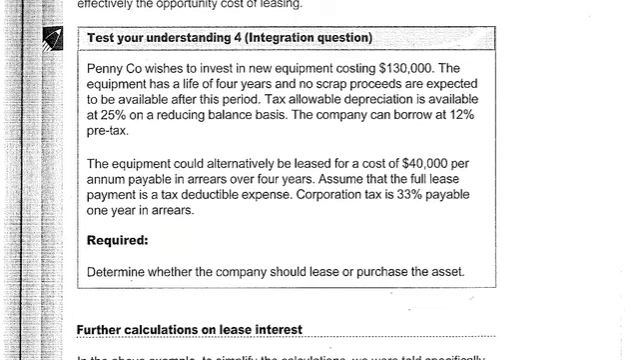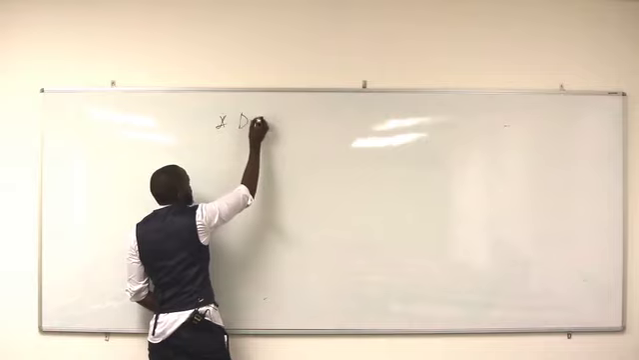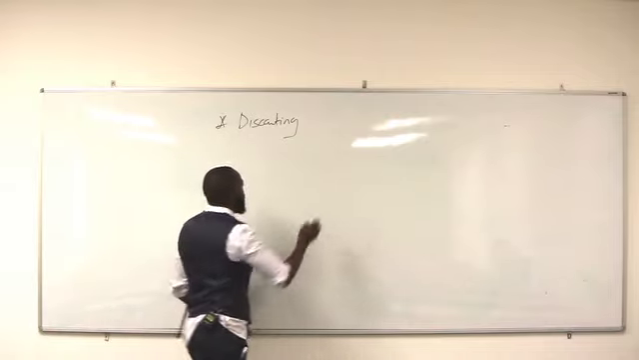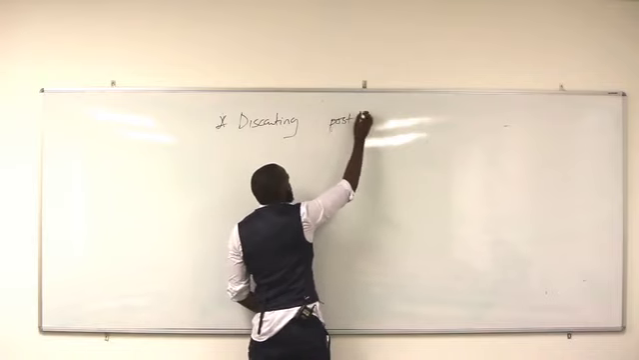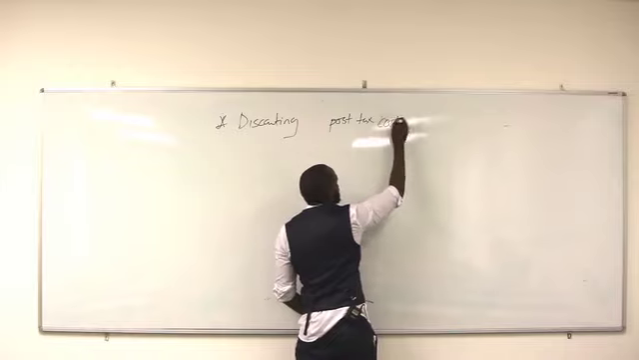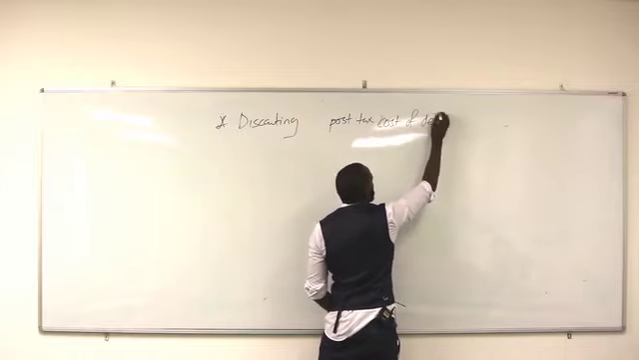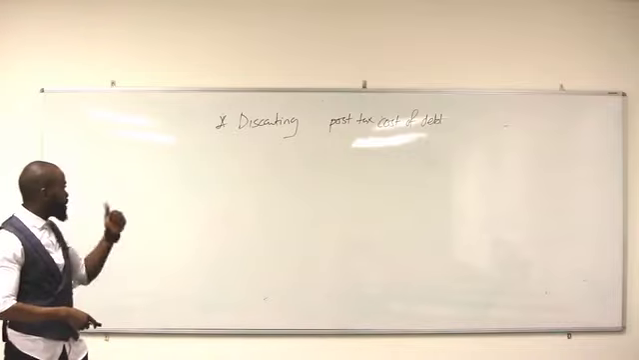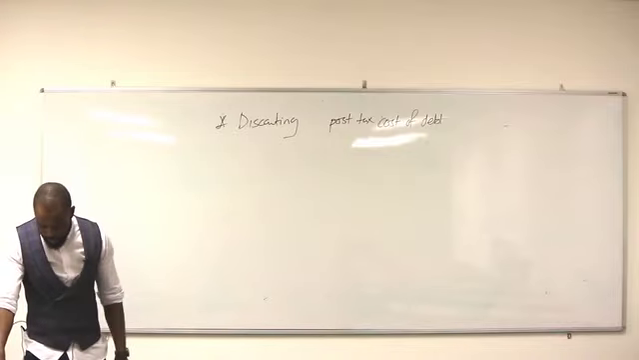On that note, when we are discounting, whether it's the buy option or the lease option, we discount with the post-tax cost of debt or the cost of borrowing. So we use the post-tax. Always remember we use the post-tax. So you'll be given a pre-tax rate.